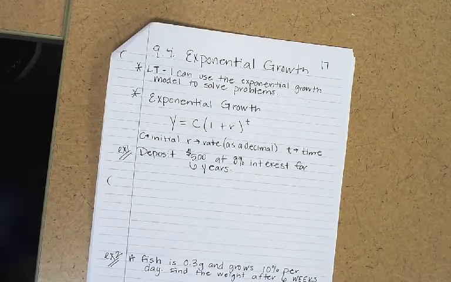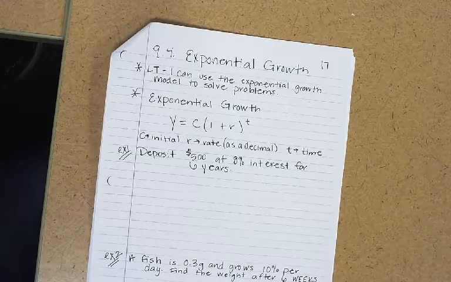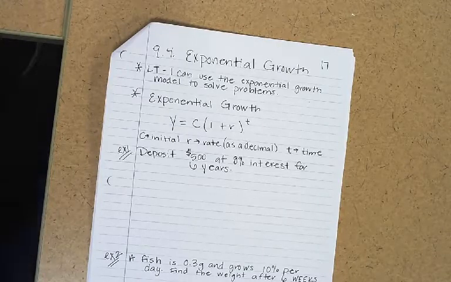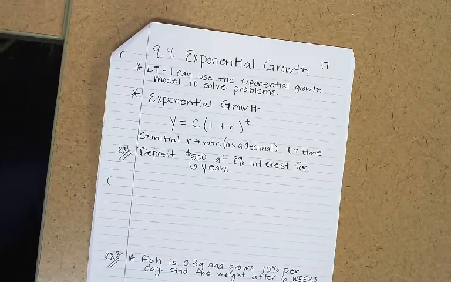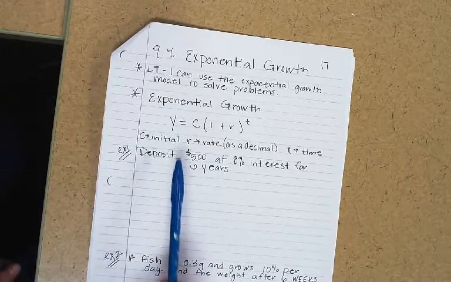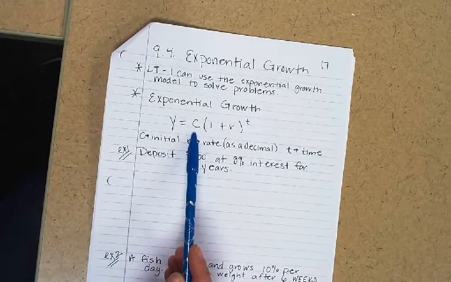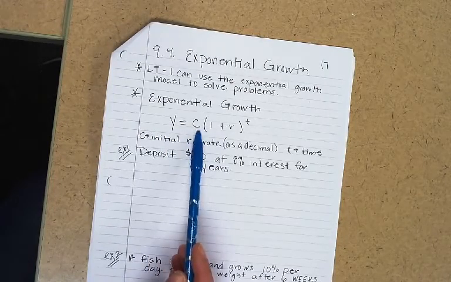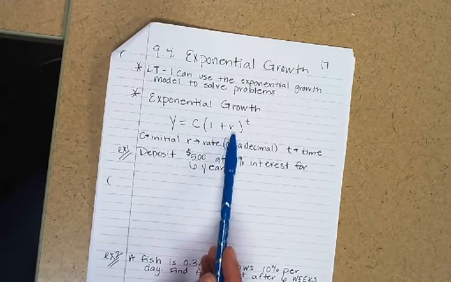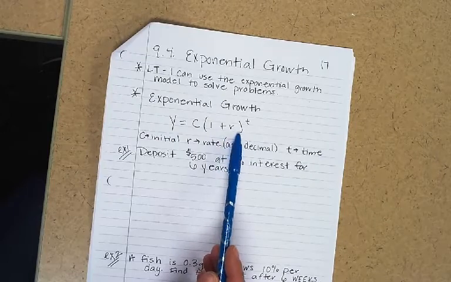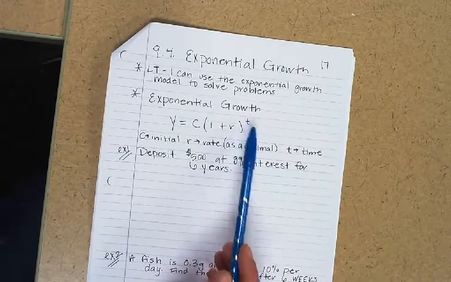Today we're doing 9.4, which is exponential growth. It's a lot of story problems, so we need to know how to do the exponential growth function. So the way you figure it out is y equals C, your initial amount, multiplied by 1 plus the rate it's growing at, written as a decimal, and then to the power of time.